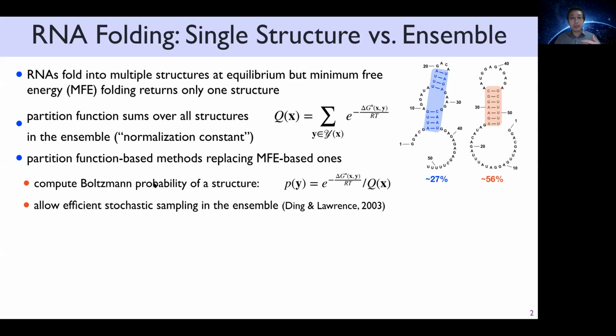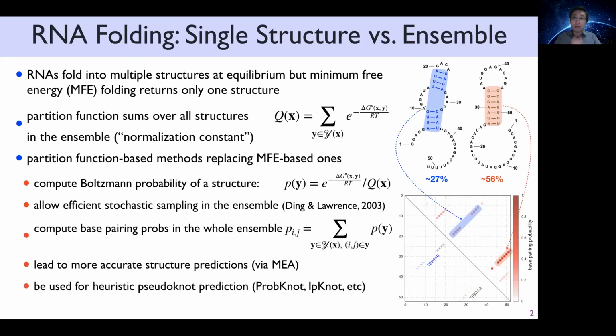With that, we can compute the Boltzmann probability, because this normalization constant Q(x) defines the distribution, and the probability of each individual structure p(y) is simply the energy potential divided by this normalization constant. And that allows efficient sampling in the ensemble. More importantly, we can define marginal probabilities, basically the base pairing probabilities in the whole ensemble. p_ij is the summation of probabilities of the structures that contain that particular pair (i, j). So this summation is over exponentially many alternatives as well.